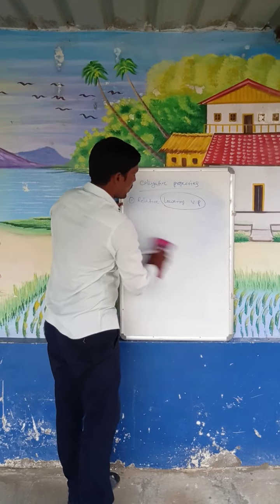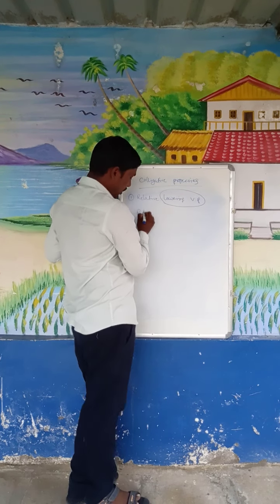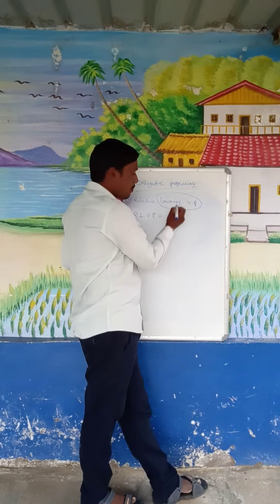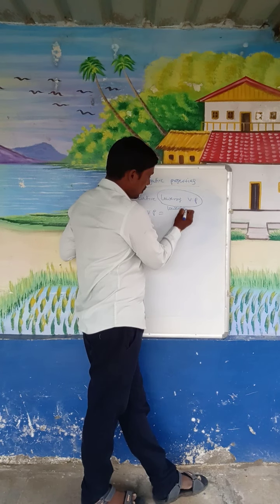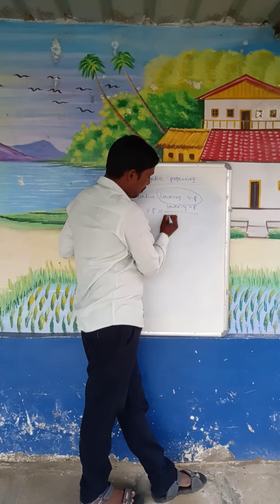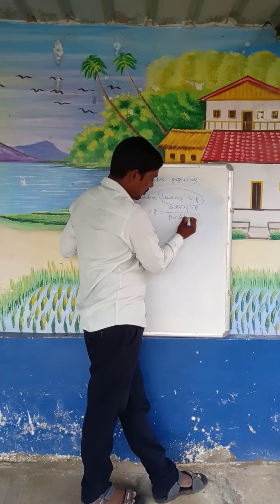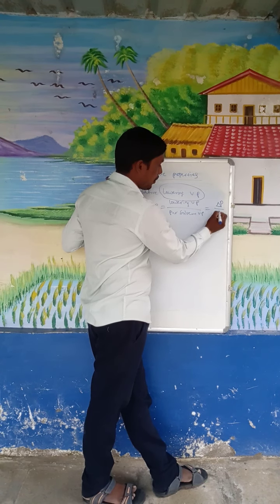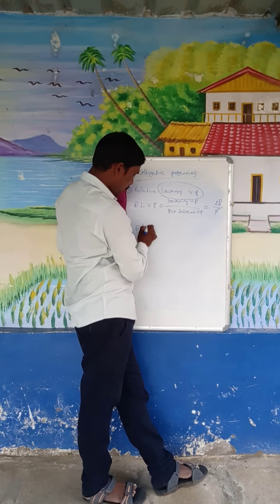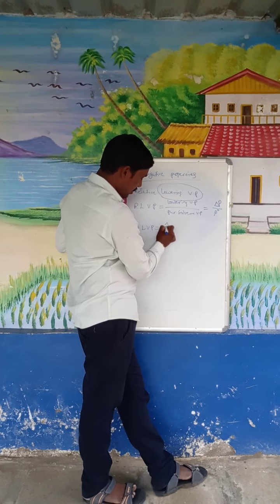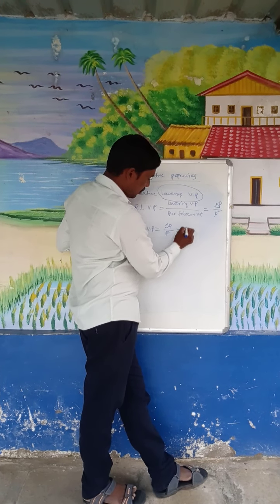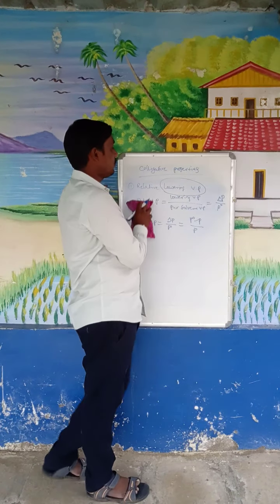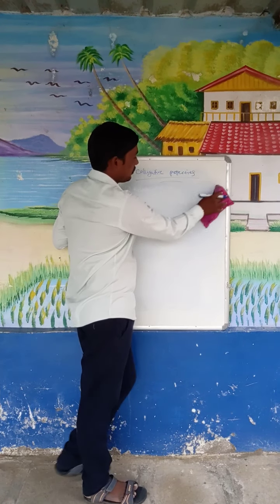Finally, the relative lowering of vapor pressure is equal to the ratio of the lowering of vapor pressure to the pure solvent vapor pressure. This equals delta P by P naught, which is equal to P naught minus P by P naught. This is the relative lowering of vapor pressure.